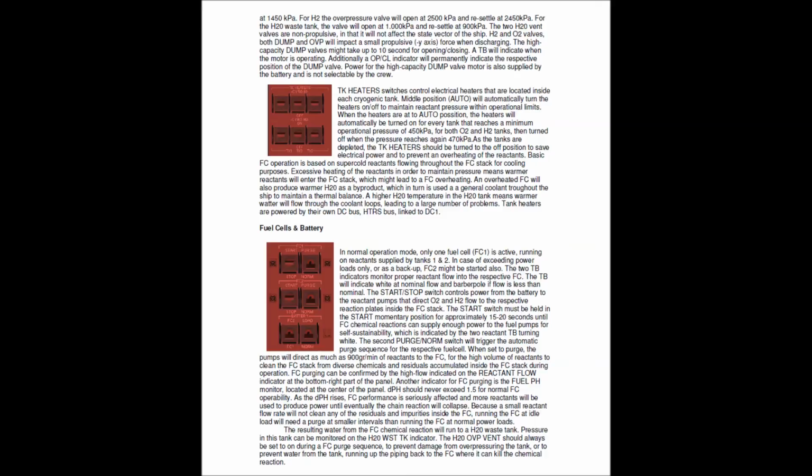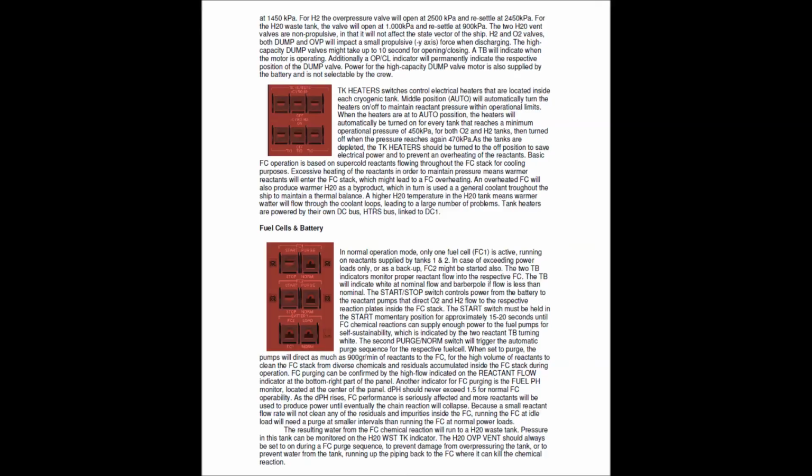Another indicator of FC purging is the fuel pH monitor located in the center of the panel. DPH should never exceed 1.5 for normal fuel cell operations. As the DPH rises, fuel cell performance is seriously affected and more reactants will be used to produce power until eventually the chain reaction will collapse.